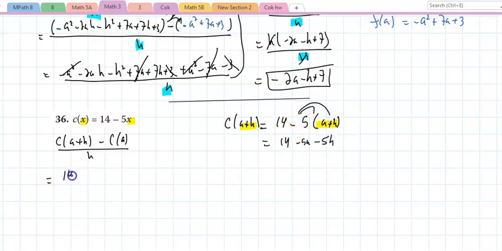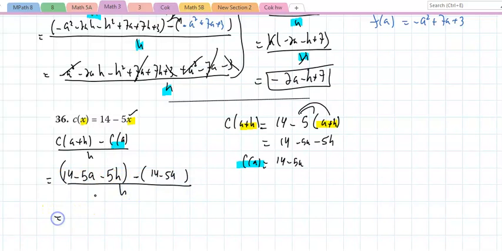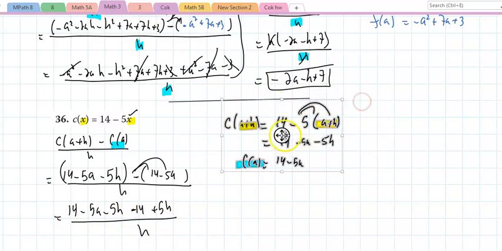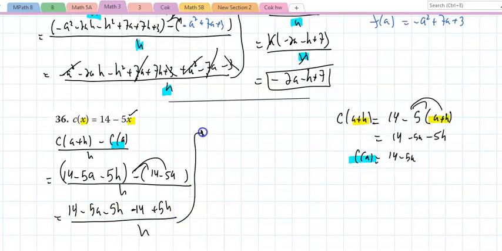So this is 14 minus 5a minus 5h minus C of a. What's C of a? C of a will simply replace x by a. That will be 14 minus 5a, all over h. That would be 14 minus 5a minus 5h minus 14 plus 5a over h. Again, I'm going to move this to the right a bit. And that's going to be, those two cancel out and those two cancel out.